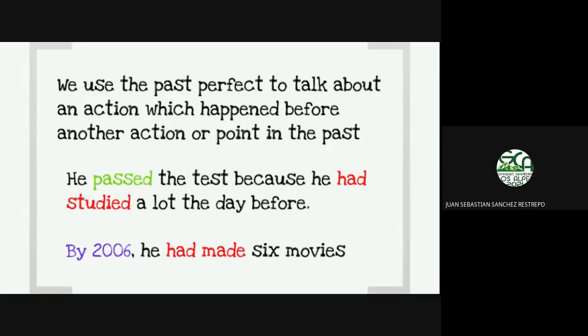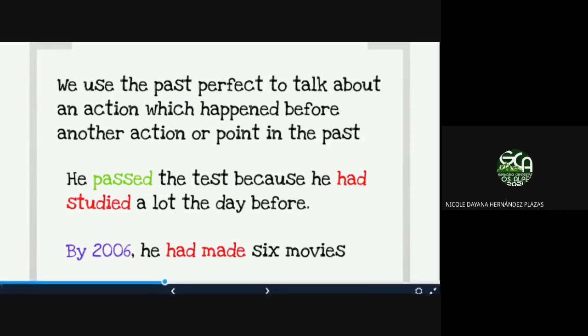Sure. We use the past perfect to talk about an action which happened before another action or point in the past. He passed the test because he had studied a lot the day before. By 2006, yeah, maybe, he had made 6 movies. Okay, thank you, baby. Look at this.